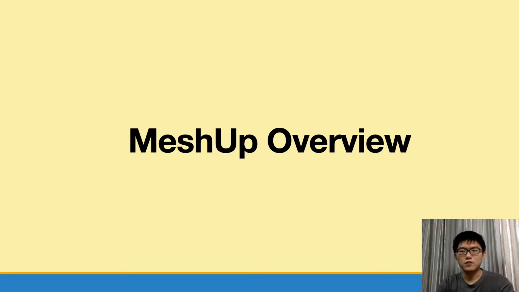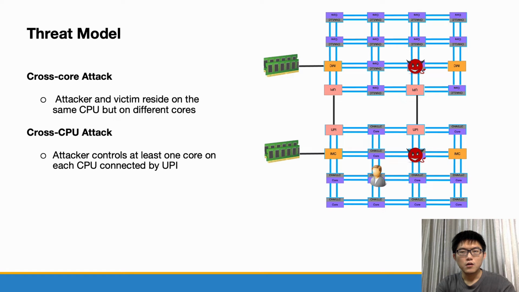Based on the background, we designed a new cache side channel attack, MeshUp. Here is our threat model. MeshUp could conduct cache side channel attacks on 2 levels, cross-core level and cross-CPU level. As the picture shows, for cross-core attack, attacker and victim reside on the same CPU but on different cores. For cross-CPU attack, attacker controls at least one core on each CPU connected by UPI.